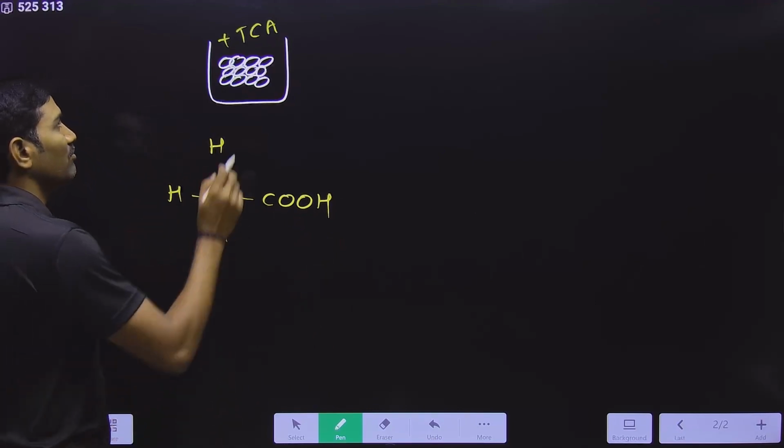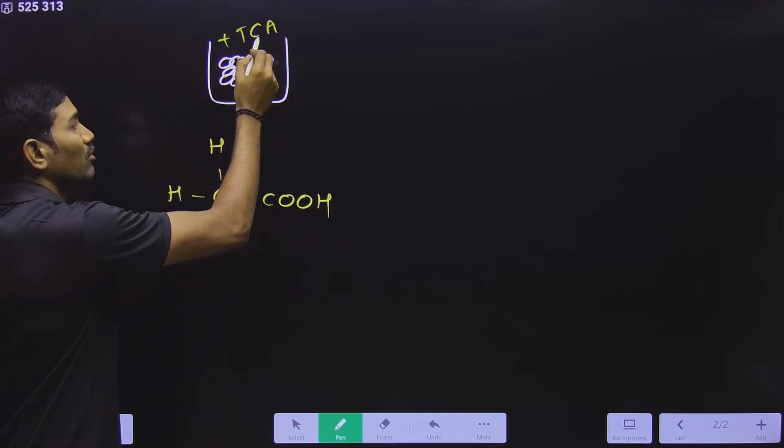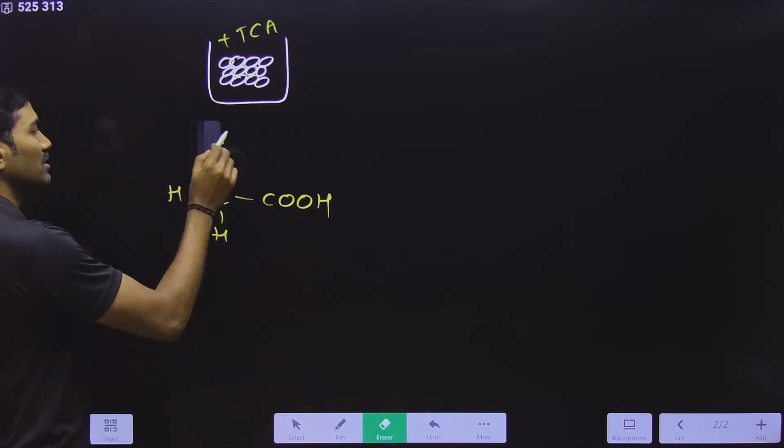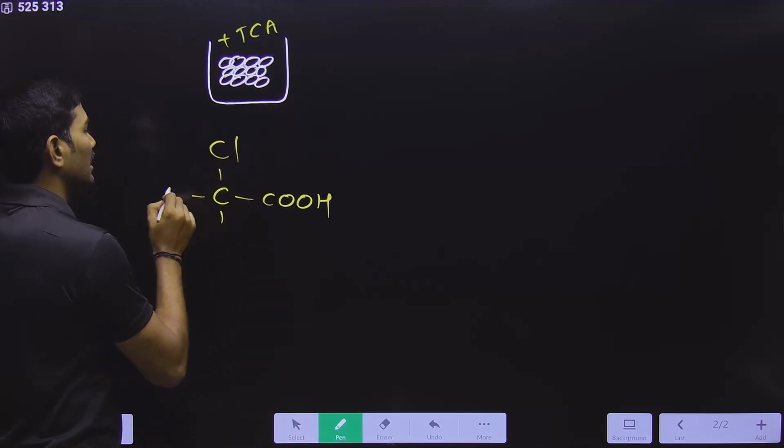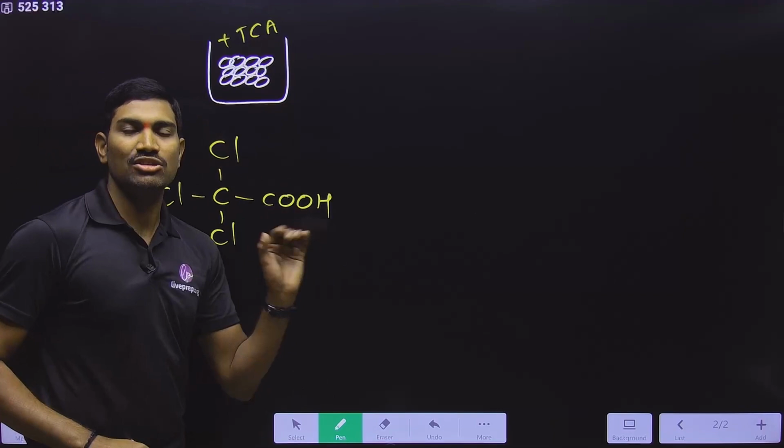But here what we are using? We are not using just acetic acid. It is trichloro, meaning 3 chlorines. Where are these 3 chlorines present? They are replacing these 3 hydrogens. So it is trichloroacetic acid. This is what they are talking about.